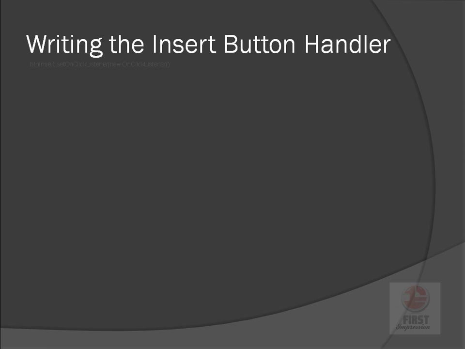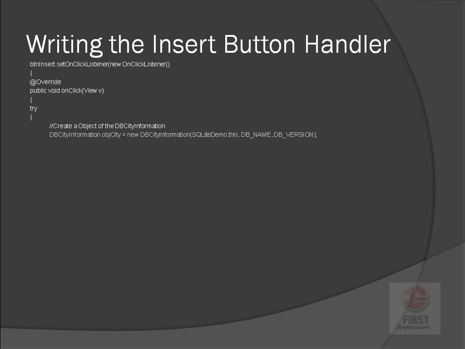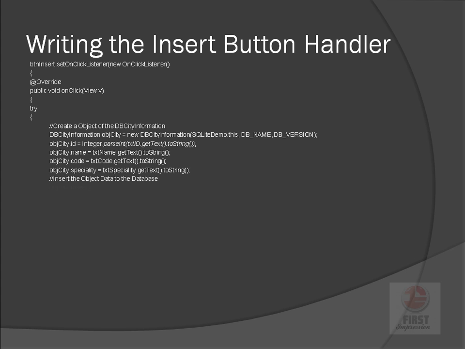Okay. Let's write the insert button handler. So we'll say btnInsert.setOnClickListener, new OnClickListener, public void onClick. Over here, we'll first create an object of the DBCityInformation class by saying new DBCityInformation. Once that is done, then we will be getting the ID. The ID is an integer, while the ID that you get from the layout is a string. So we have to convert from string to integer. That is done with the help of Integer.parseInt. We'll get the name, we'll get the code, and we'll get the specialty, and we'll say objCity.insert.